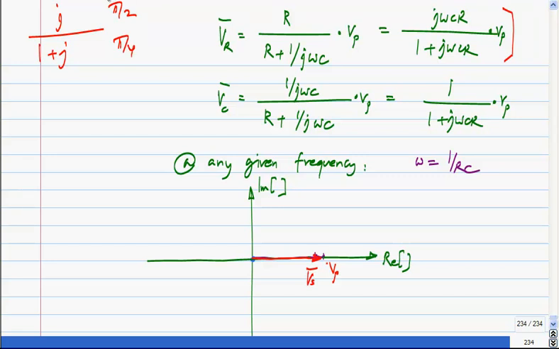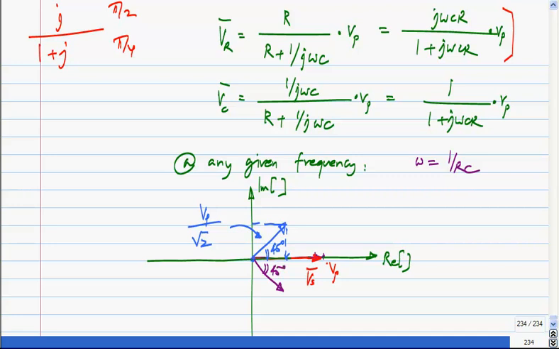Okay, and what is the magnitude of this? So the length of this is basically Vp by square root of 2. Okay. So the real part is Vp by 2 and the imaginary part is also Vp by 2. Okay. And what about Vc? Yeah. Vc will be downwards in the fourth quadrant, 45 degrees. And the magnitude will be Vp by square root of 2. Yeah. So it will look like this. And this also is 45 degrees.